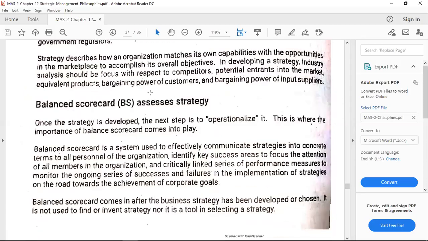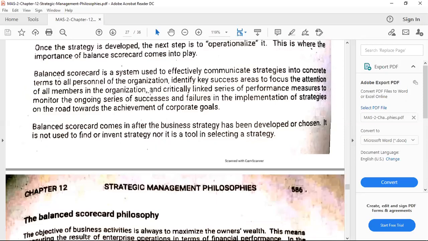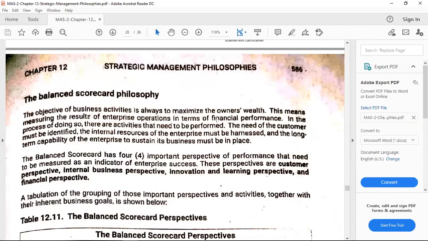Now, for balanced scorecard, what would be the way to do it later on? That is to implement it, operationalize it. The balanced scorecard would be a system to effectively use or communicate strategies into concrete terms to all personnel of the organization. Then identify the key success areas, because we will know later on what areas are very important in terms of balanced scorecard. The philosophy here is that the objective of business activities is still to maximize the owner's wealth. And there are four areas to consider.